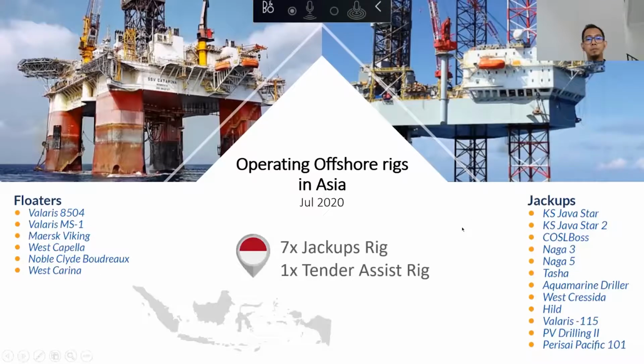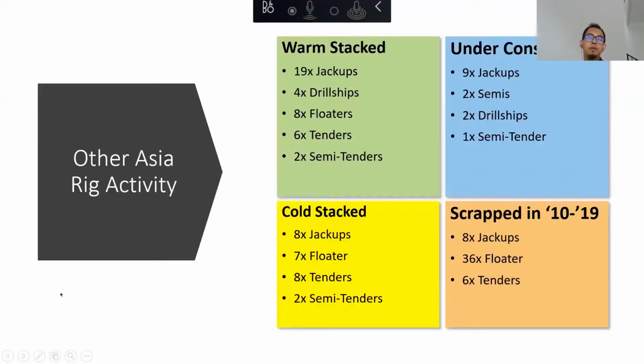However, in Indonesia, as per today, we have 7 jackup rigs and 1 tender assist rig. So you can consider 8. So out of the 12 jackups, 7 of them are in Indonesia. So you can call half of the rigs right now actively operating in Indonesia offshore, so to say. However, there are a lot of other rigs that are not in good condition. Maybe the contract runs out.